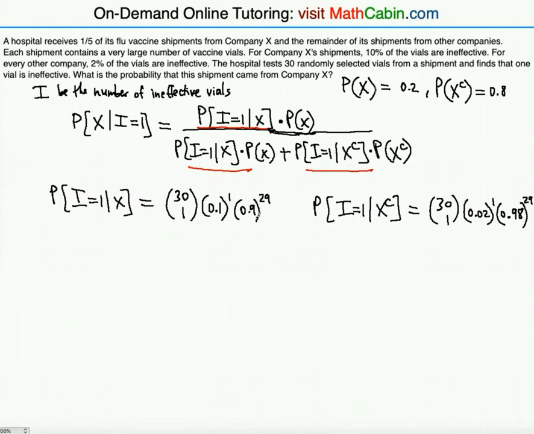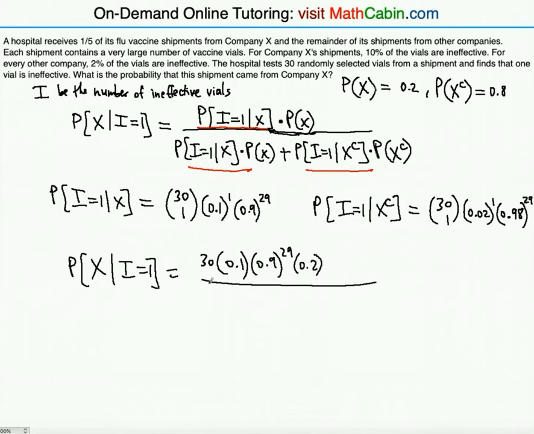Okay, so now we have these two pieces and we're ready to find the answer. Given that one is ineffective, what is the probability that it came from shipment from company X? Right? So we have this now. 30 choose 1 is 30, 0.1 to the first power, 0.9 to the 29th. And now don't forget, also in the formula you have to multiply this by the probability that the shipment came from company X, right, which is 0.2.